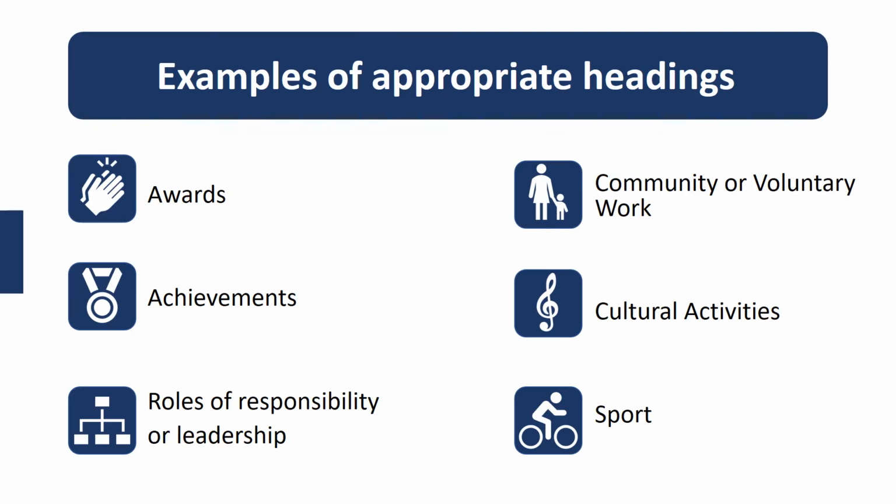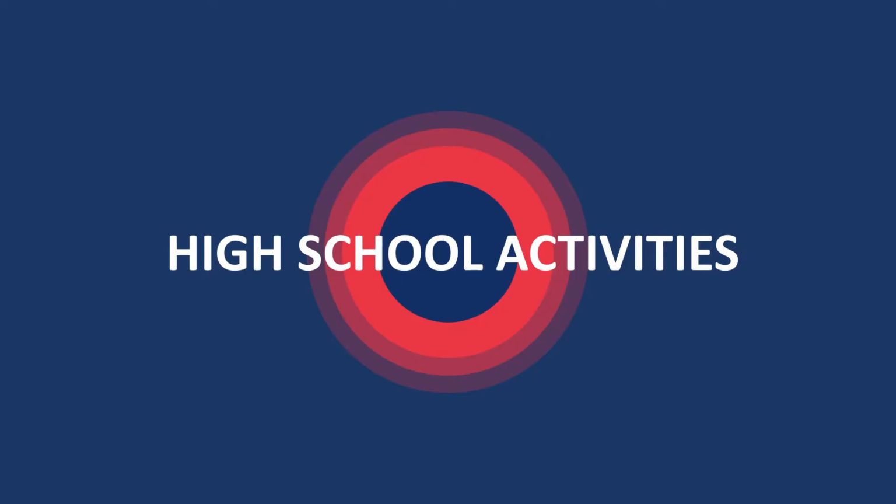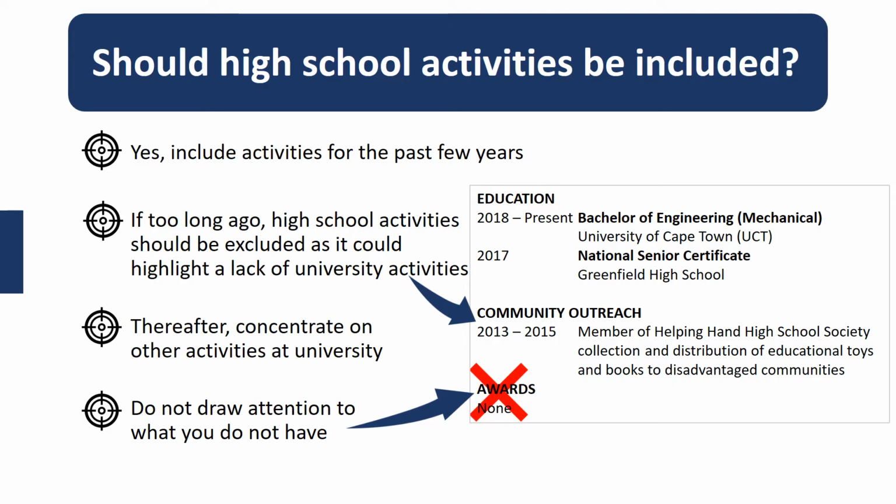Some examples of headings you could use are awards, achievements, leadership, roles of responsibility, community or voluntary work, cultural activities, and sport. What about high school activities? High school activities are important to reflect in your first few years at university, but after that, concentrate on activities while at university. If it was too long ago, exclude high school activities, as it could highlight a lack of university activities. Focus on what you have. Don't draw attention to what you don't have. For example, a heading called awards would be pointless if you didn't have any.